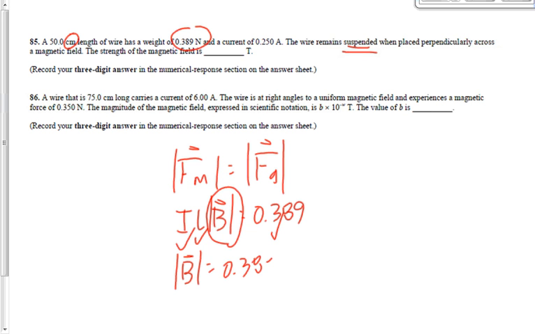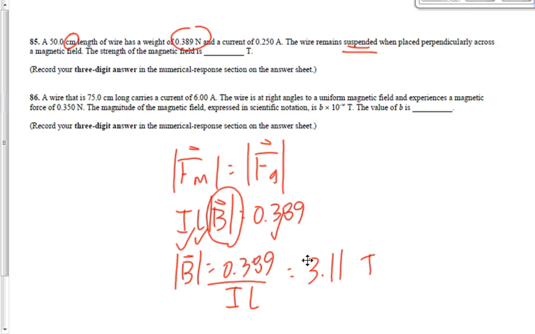0.389 divided by I times L. And it seems to me we get 1 point something. 1.07, does that ring a bell? All right, let's try that again. 3.11 Tesla. Now notice how they want that to be expressed.